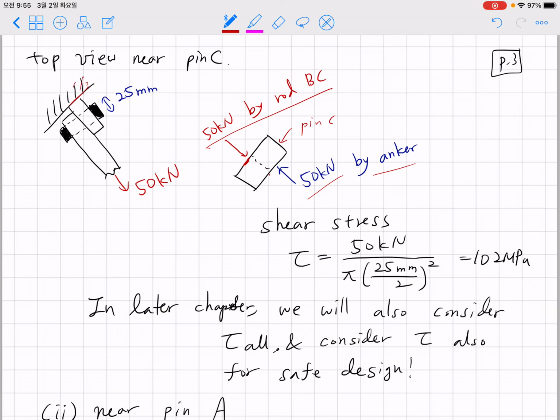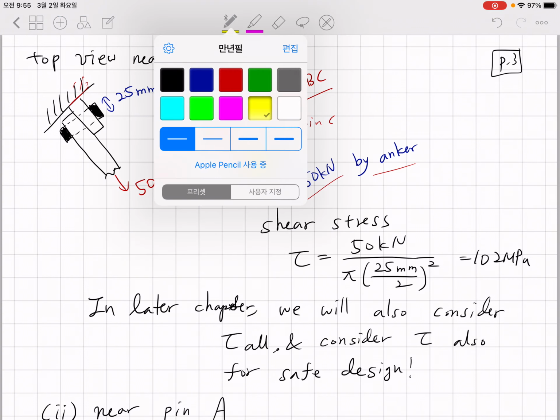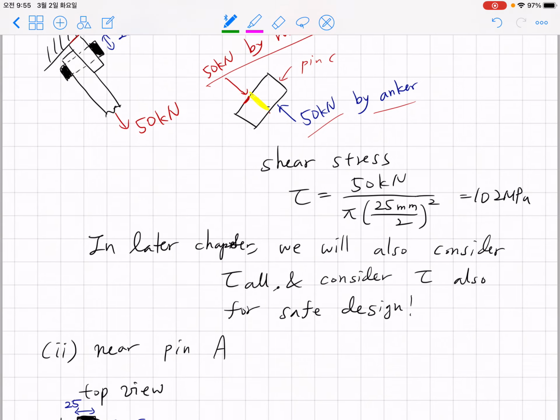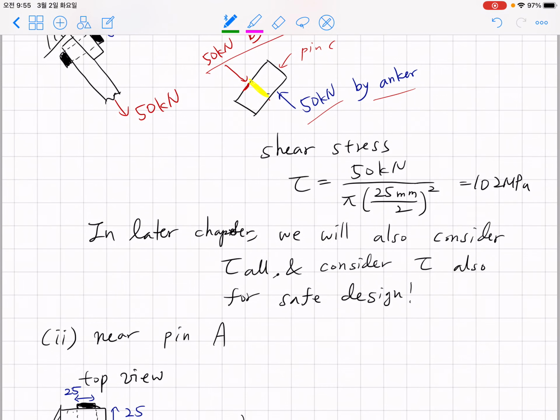Now if you focus on this yellow surface, let's consider an imaginary surface. The shear stress acting here is 50 kilonewton divided by pi r squared, which is (25 millimeter over 2) squared. It turns out to be 102 megapascal.